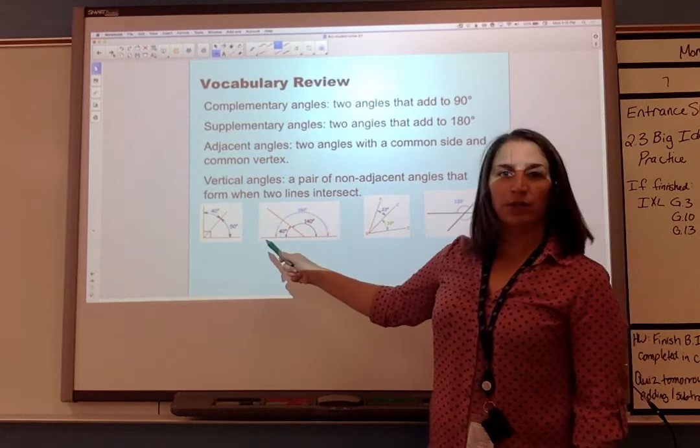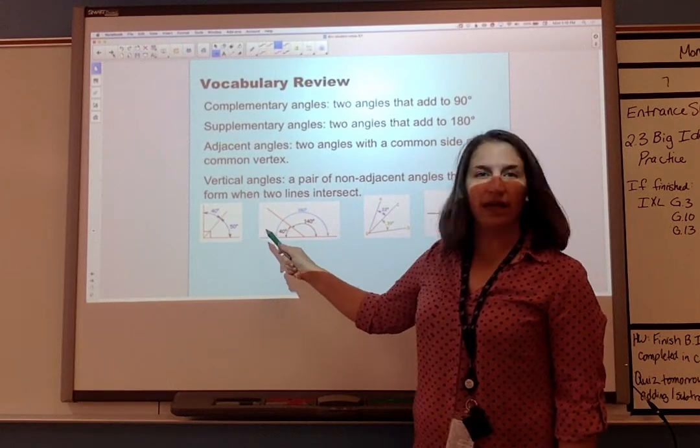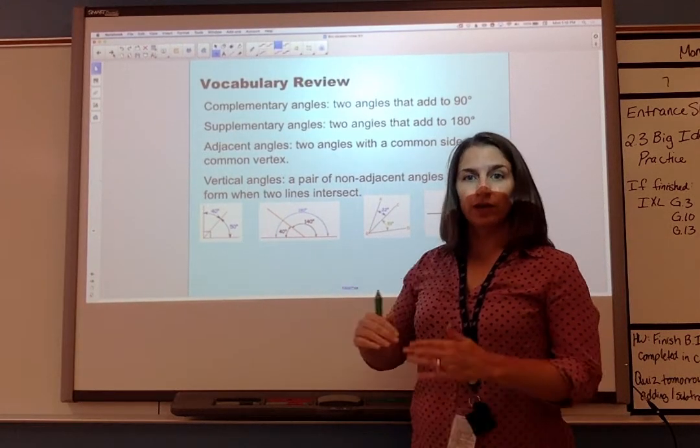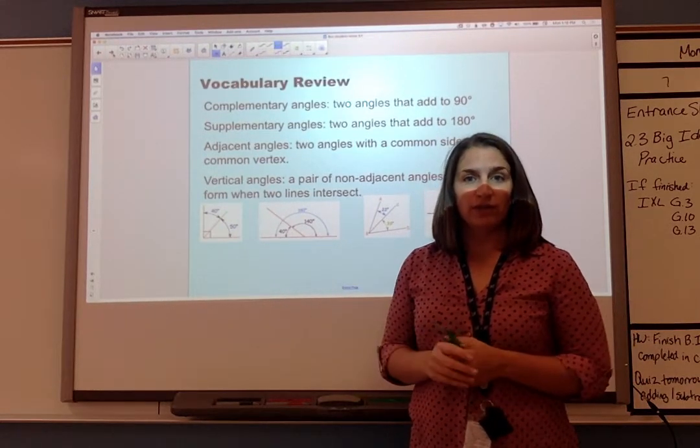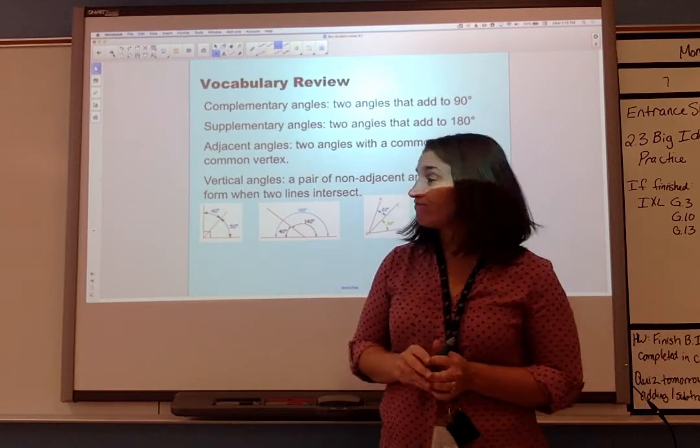So it could look like this picture where you can see that they are supplementary angles because they add to 180 degrees and make a straight line. Or it could be just two angles that happen to add up to 180 degrees.